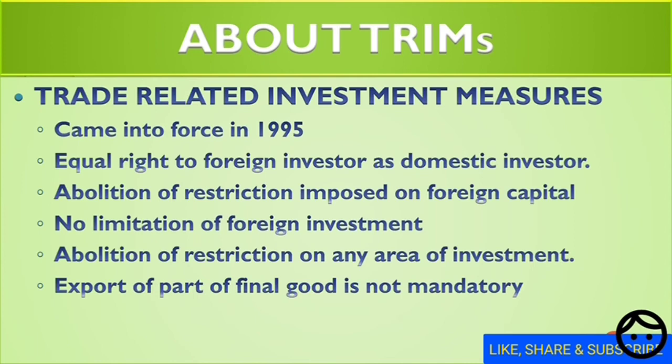It states that WTO members may not apply any measure that will discriminate against the foreign products or that leads to the quantitative restriction, because both of them will violate the basic WTO principle. So this agreement includes the equal right to the foreign investor as the domestic investor, abolition of the restriction imposed on the foreign capital, and abolition of the restriction on any area of the investment. There is no limitation of the foreign investment, and export of a part of final good is also not mandatory.